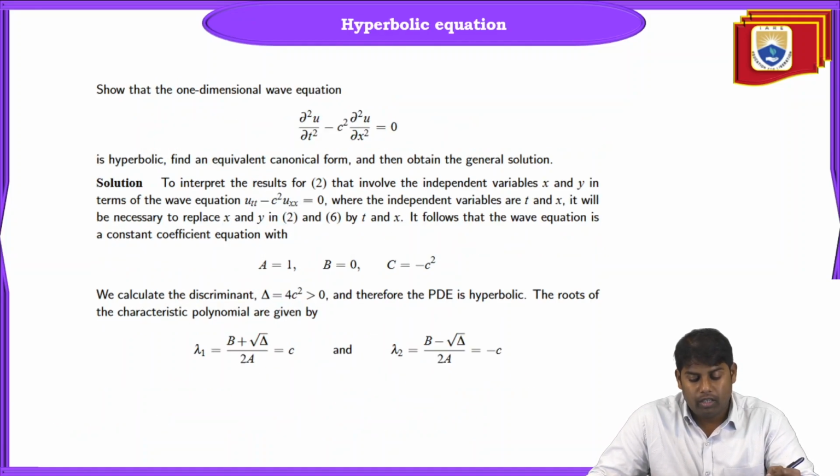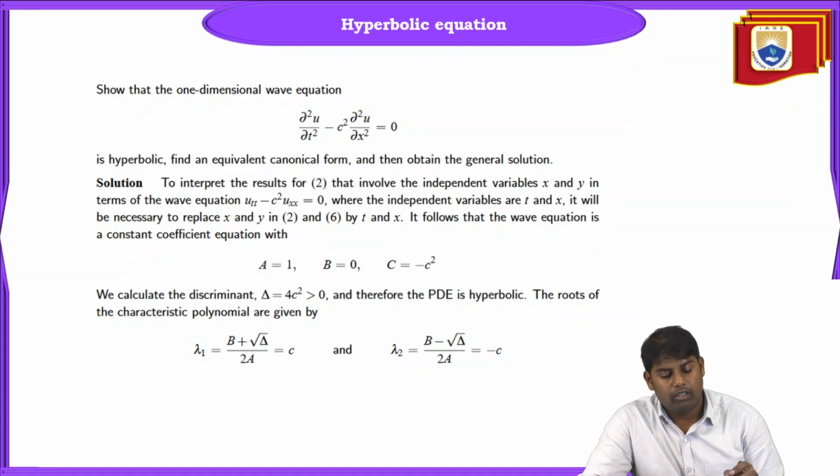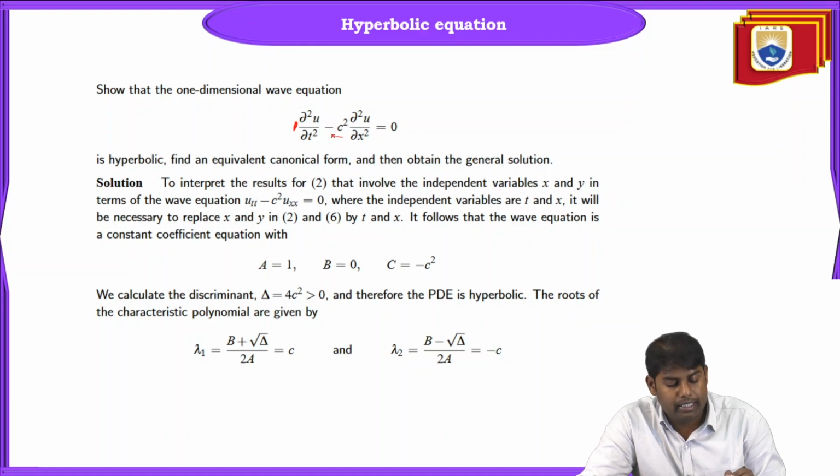So now let's see the pure hyperbolic equation. So what we have? dou square u by dou t square minus c square into dou square u by dou x square is equal to 0. So this is the one dimensional wave equation actually. So what happens? The a value has become 1. Okay, let's consider a as 1. So b value is 0. c value is minus c square.